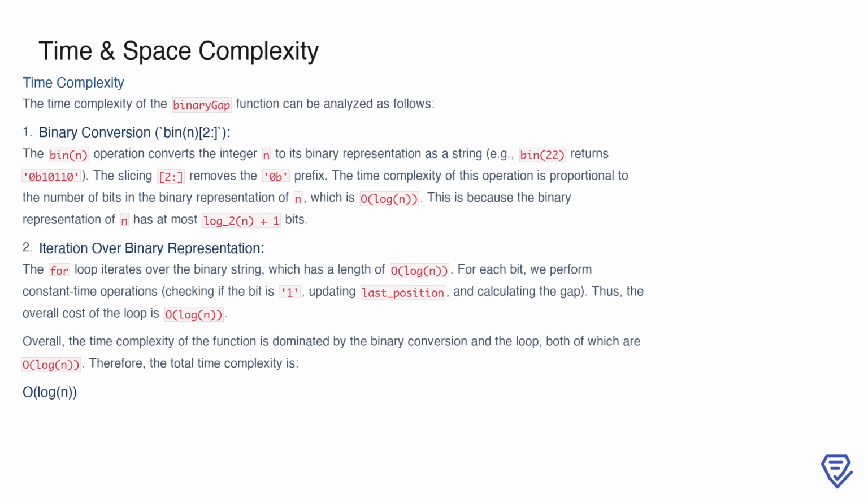Next, we have the for loop, which iterates through the binary string. The length of this string is also proportional to log n, and within each iteration, we perform constant time operations like checking the value of each bit and updating variables. Therefore, the cost of the loop is linear with respect to the length of the binary string, which is again O(log n). Combining these two dominant steps, the total time complexity of the function is O(log n).